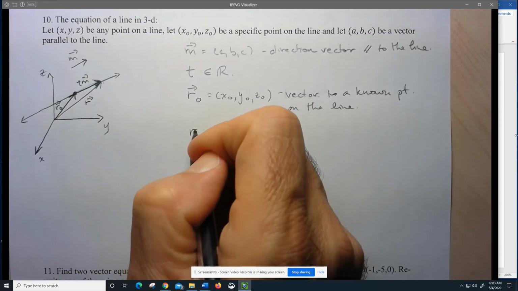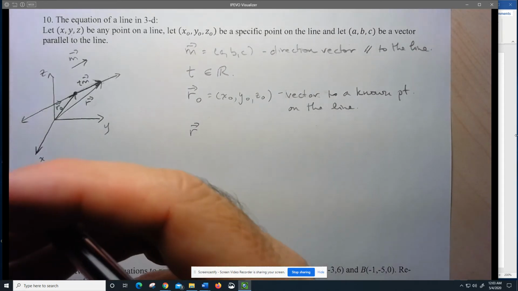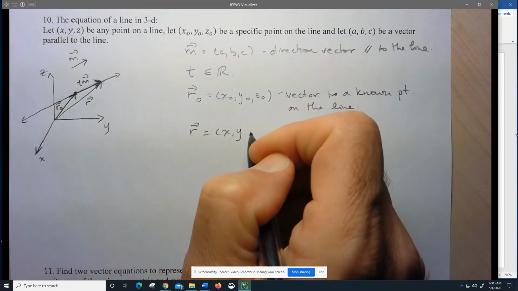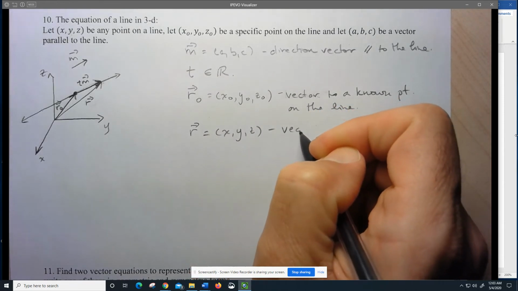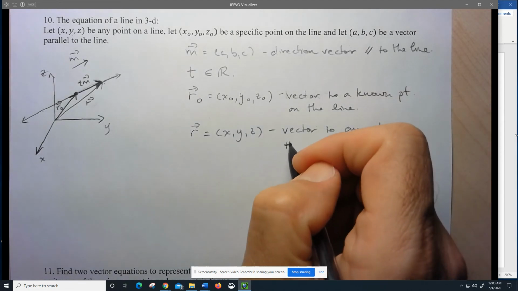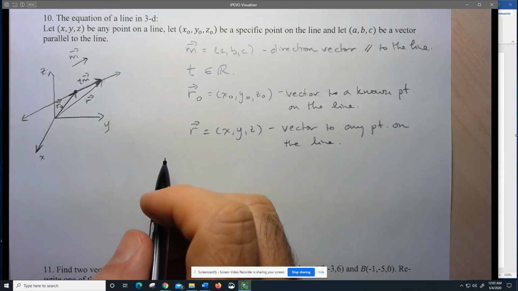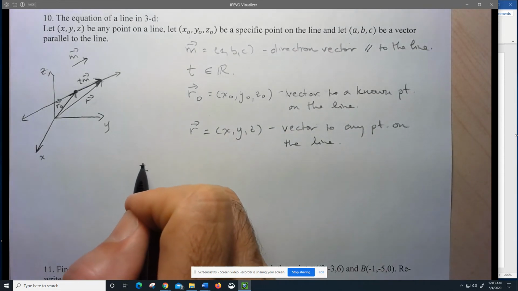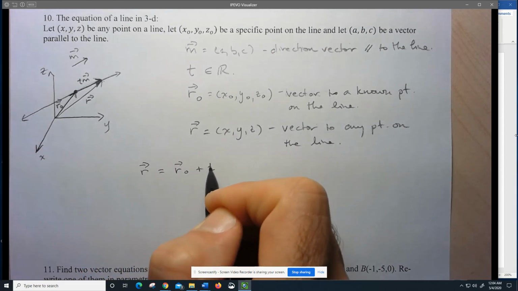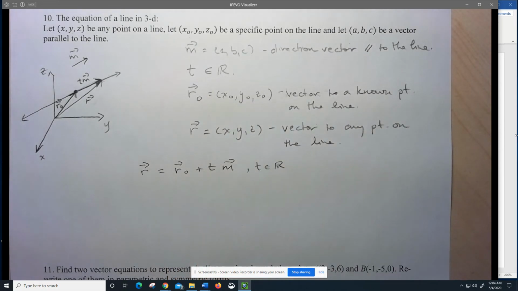Okay, and then we've got the vector r, which represents any point. It's like our variable. This will be represented by x, y, z, the vector to any point on the line. If we write this out, this is what we call the vector equation of the line. And not surprisingly, we have r is equal to r naught plus t times m, our direction vector. And of course, t can be any real number.